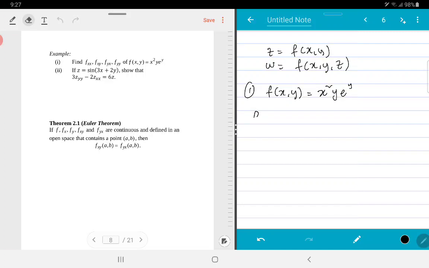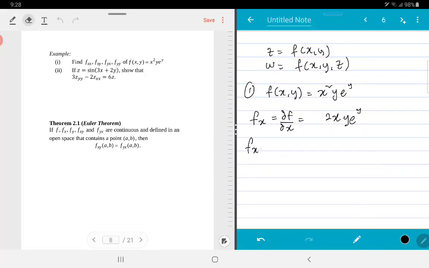Okay, let's find partial f, partial x, or you can use this notation. So we want to differentiate f with respect to x. You hold y as a constant. Here you can see that y, e to the y there, that is considered as constant, so you don't do anything, you just copy them. You just differentiate x squared, so that will give you 2x. So that's the first order.